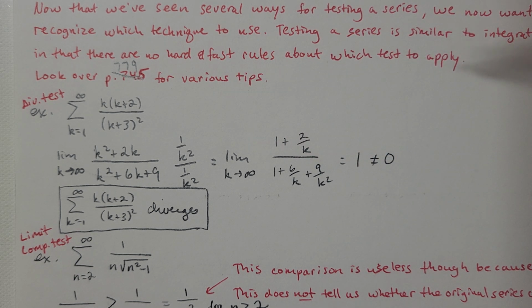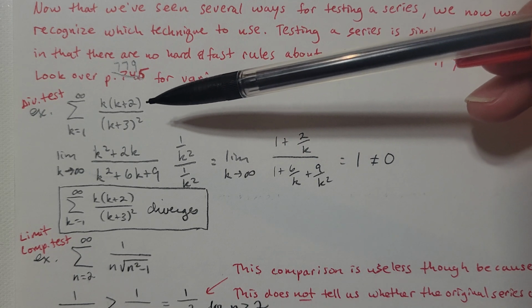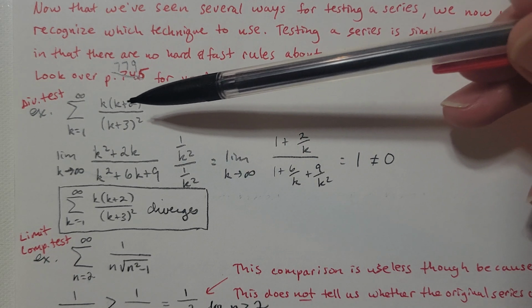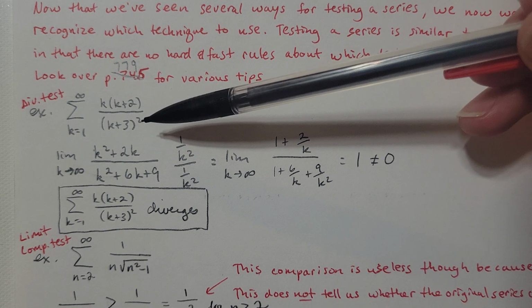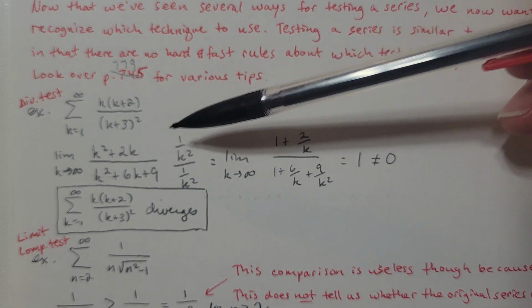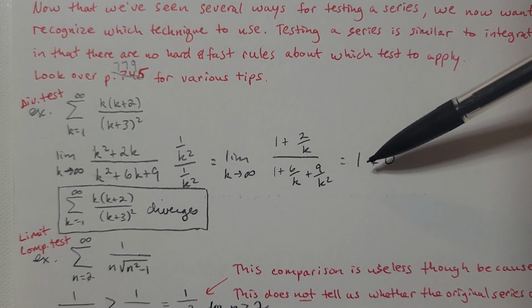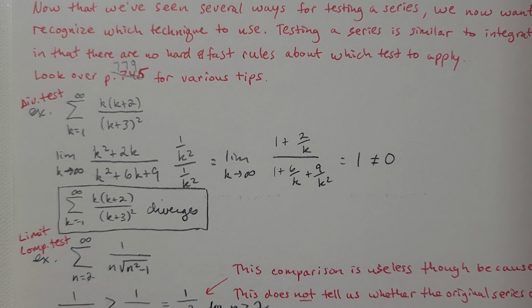Well, okay, so let's see. If I were to use a comparison test on this, if I didn't have the plus 2k up top, then I'd have k squared. And if I didn't have the plus 3 in the denominator, I'd have k squared. There. K squared over k squared is 1. Well, I'm not getting 0, right?